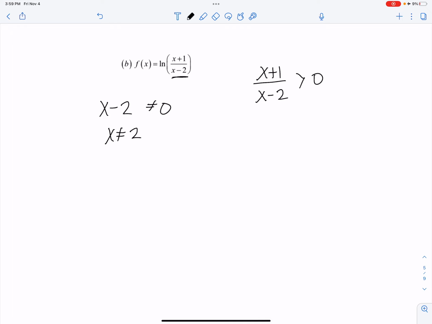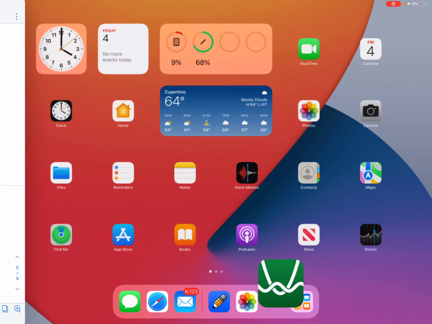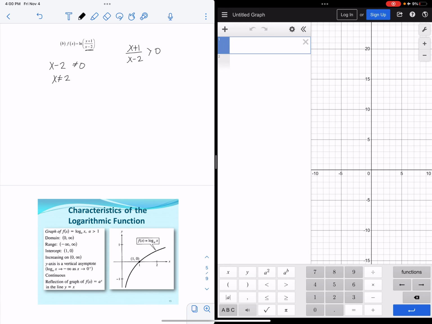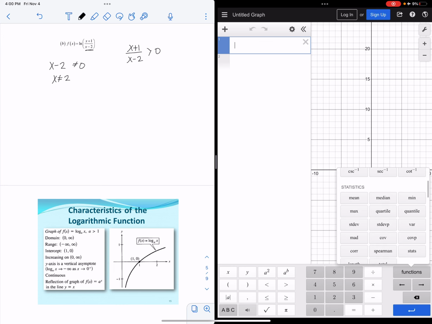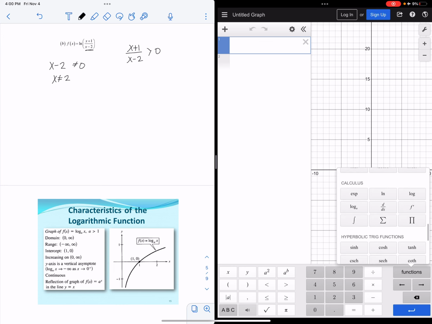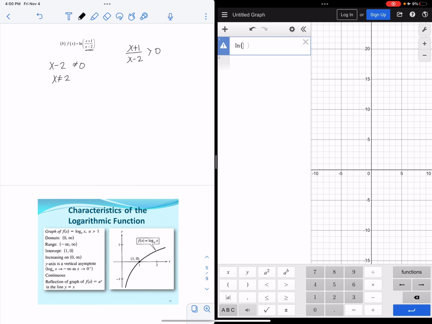Now you might be thinking, I really am having a hard time seeing this, and that's totally fine. It just means you should probably see it. So why don't we see it? The best way for you to understand is for you to see it. Let's type into our calculators the natural log. We'll find our function. We'll find our natural log, there it is.